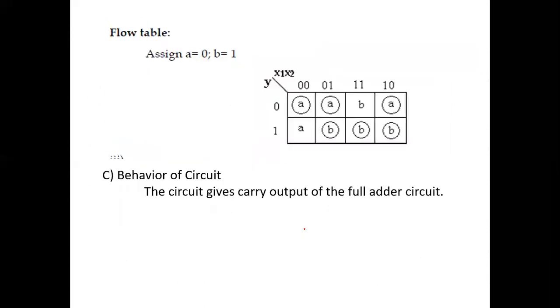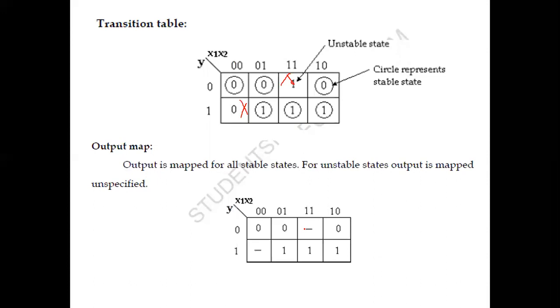Then calculate the K map using the flow table, that is, assign a equal to 0 and b equal to 1. We can call it the behavior of the circuit. The circuit gives the carry output of the full adder circuit. The circuit produces the carry output. So what is the carry output? We can use the K map. I think you understand.